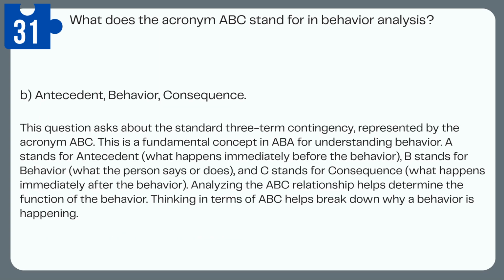Answer: B. Antecedent, behavior, consequence. This question asks about the standard three-term contingency, represented by the acronym ABC. This is a fundamental concept in ABA for understanding behavior. A stands for antecedent, what happens immediately before the behavior. B stands for behavior, what the person says or does, and C stands for consequence, what happens immediately after the behavior. Analyzing the ABC relationship helps determine the function of the behavior. Thinking in terms of ABC helps break down why a behavior is happening.